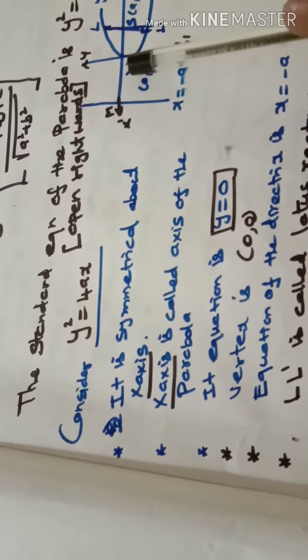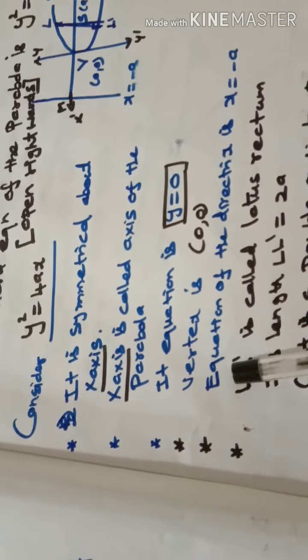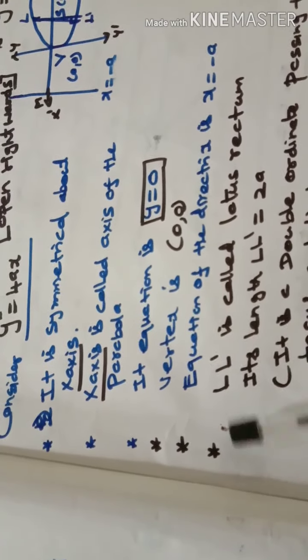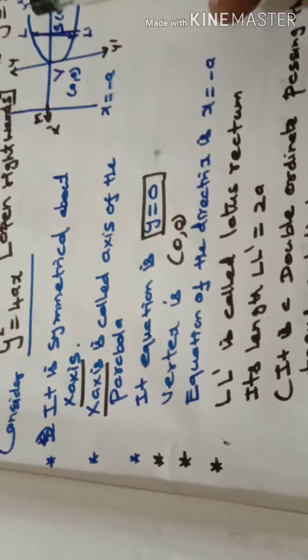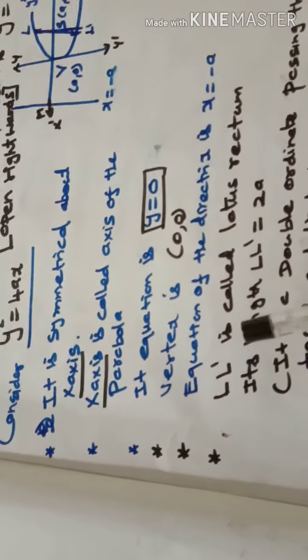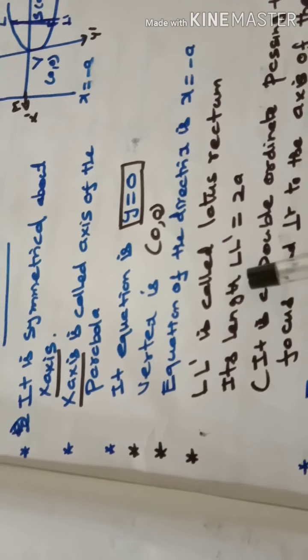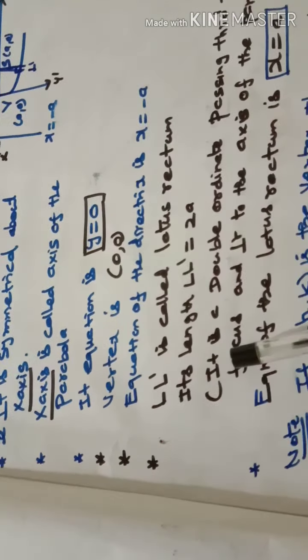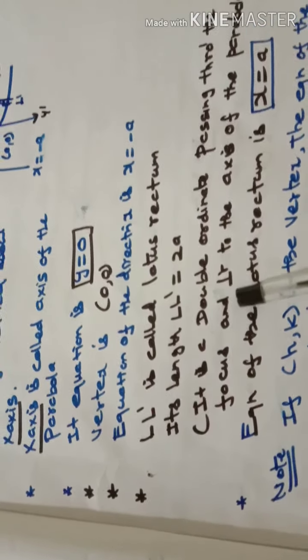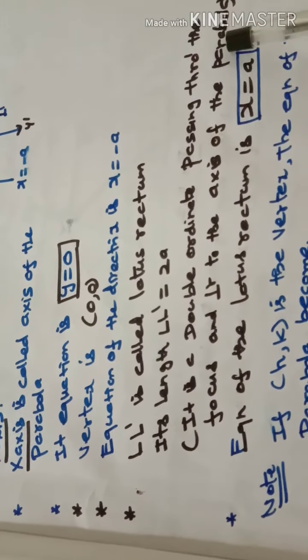Vertex is clearly 0, 0. So equation of the directrix is what? x is equal to minus a. And the line LL dash passing through the focus is called what? Lateral rectum. Its length is what? LL dash is equal to 4a. So what is the lateral rectum we have defined here? It is a double ordinate passing through the focus and perpendicular to the axis of the parabola.